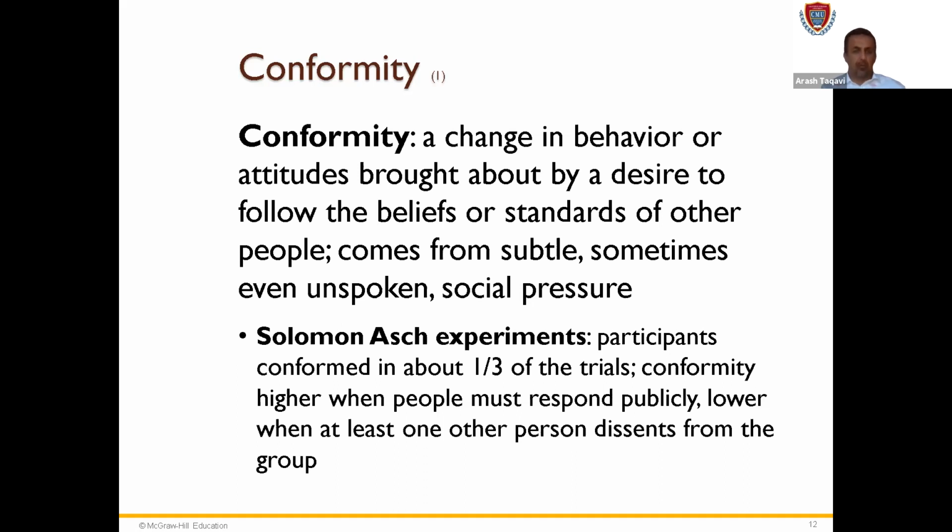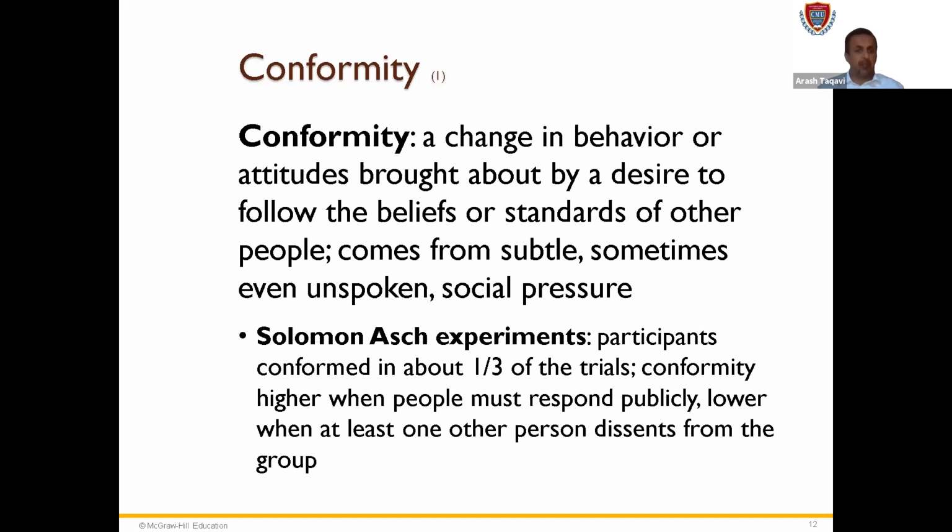It is peer group. Solomon Asch's experiments say participants conformed in about one third of the trials. Conformity is higher when people must respond publicly. If you want to show yourself in a public situation, it increases the rate of conformity. You don't want to be different from other people. It is called conformity.